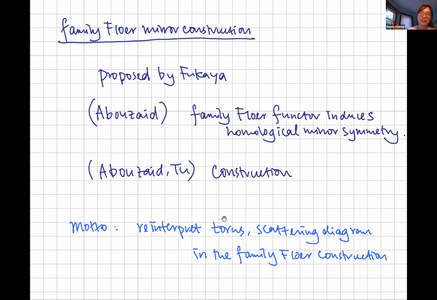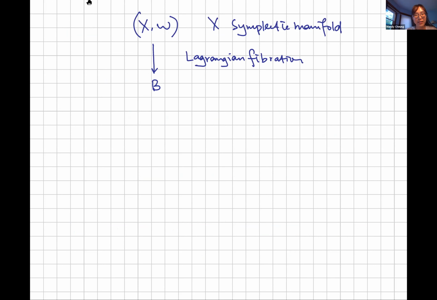The second take-home message is theta function. So we just interpret everything we said in the first two talks of today in this family for mirror construction. Here in the symplectic world, we start with a symplectic manifold with a Kähler form, and we have a Lagrangian fibration. For each point in the base, we can associate a Lagrangian to it. That is the picture that Mark was showing us in the morning or in the afternoon, depending on time zone.